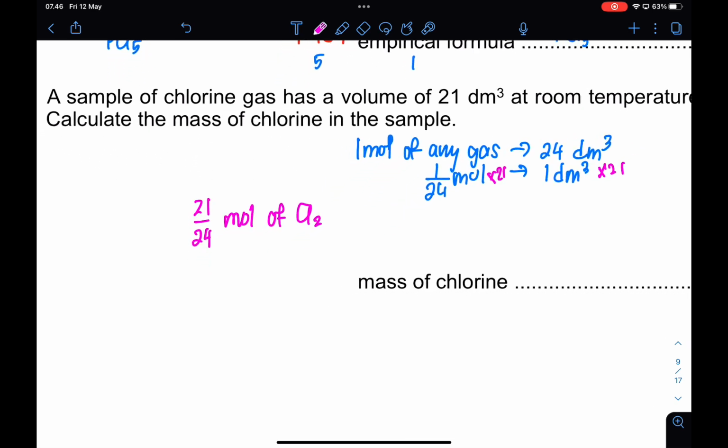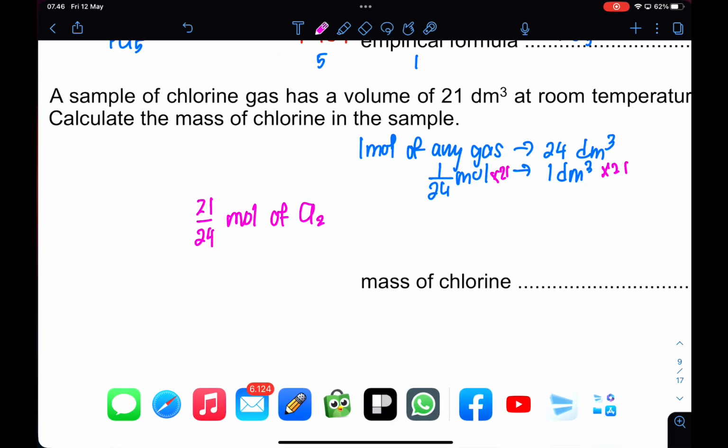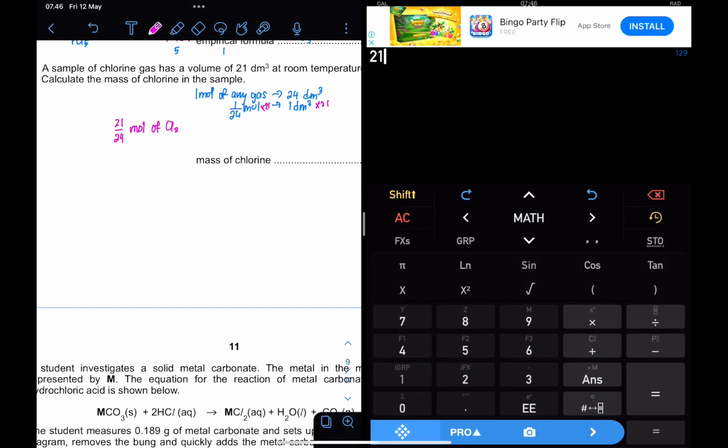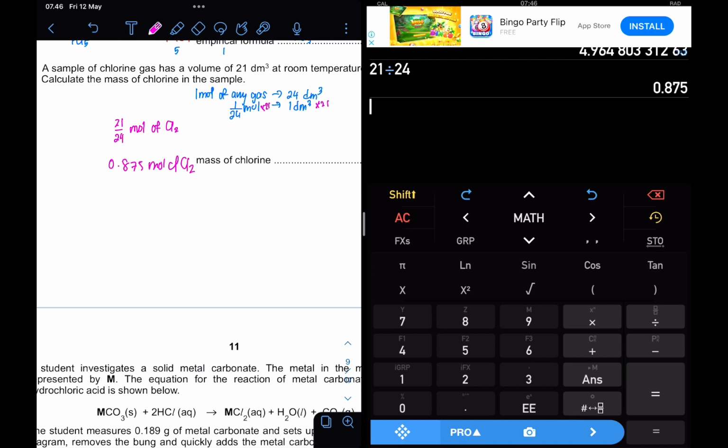So now, do remember chlorine gas, Cl2, not Cl. Now 21 over 24, you can calculate, 7 over 8, so 0.875 mole of Cl2. So now I want to calculate the mass. How to calculate the mass? Number of moles equals to mass over Mr, not Ar, Mr for that molecule.